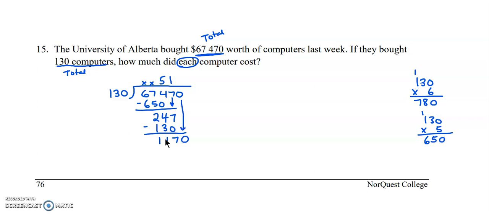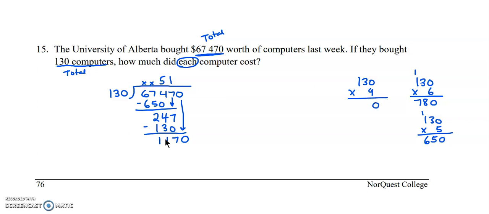Now we have a big number. So we have 130 into 1,170. 130 times 10 would mean we add a 0, so that'd be 1,300. So 10, of course, we can't use, but it seems to me that 9 would work. So I'm going to try that over on the side here.